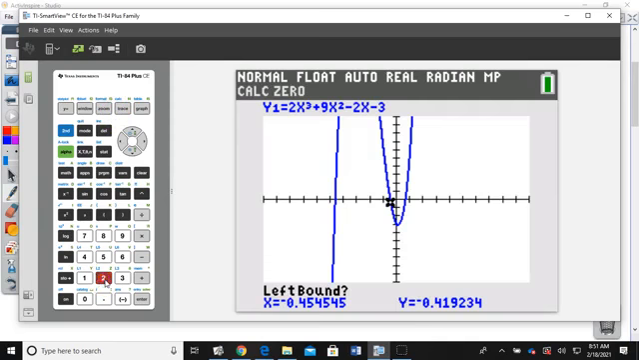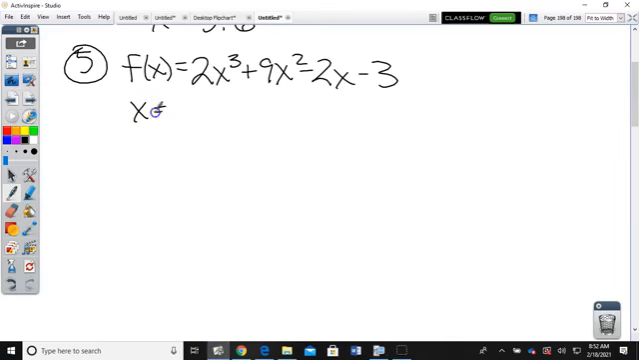And last but not least, the last one. Enter. And enter, enter. 0.6. So we have x equals negative 4.6, right? And then negative 0.5, and then x equals positive 0.6. Okay?